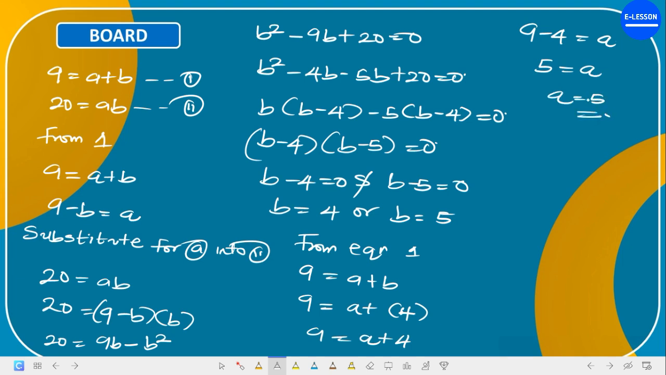Are you getting it now? So when our b is equal to 4, a is equal to 5. Now, our b has two answers. One was 4 and the other one was 5. So when b is equal to 5, what will be a?